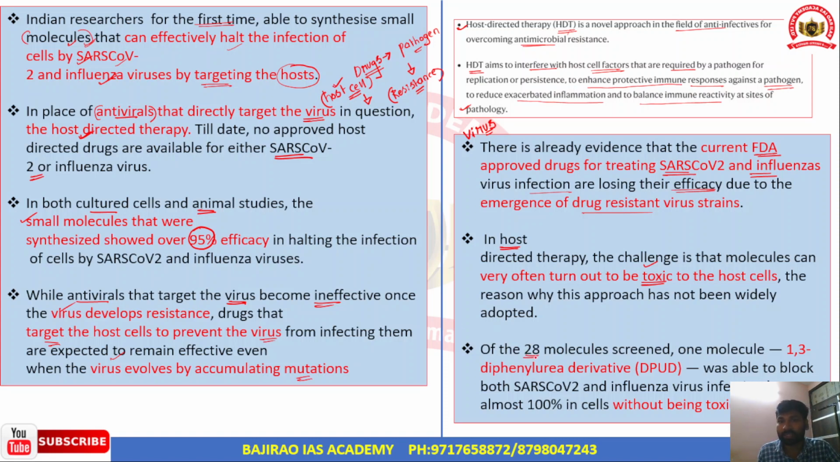However, scientists in their research have screened 28 molecules. Okay, so out of 28 molecules, one molecule is a 1,3 diphenyl urea derivative. Okay, diphenyl urea derivative, and this was able to block SARS-CoV-2 and influenza virus infection 100% in cells without being toxic. Okay, so this diphenyl urea derivative, also known as DPUD, was able to block SARS-CoV-2 and influenza virus infections with 100% accuracy and without being toxic to the cells.